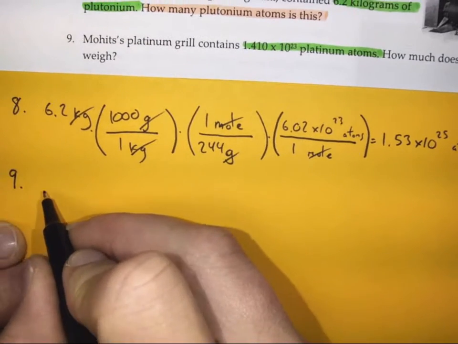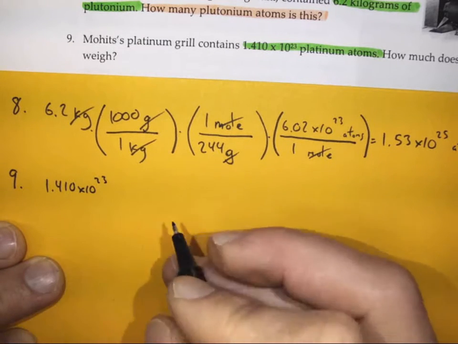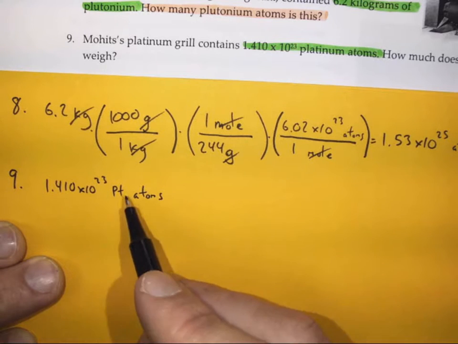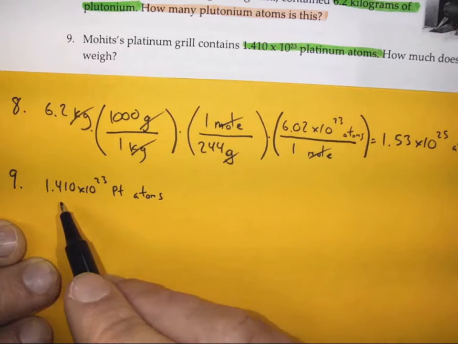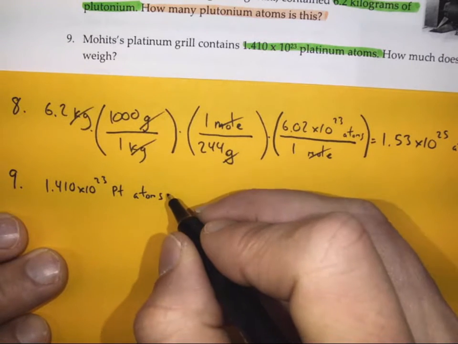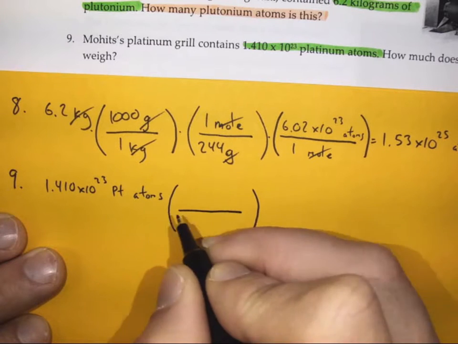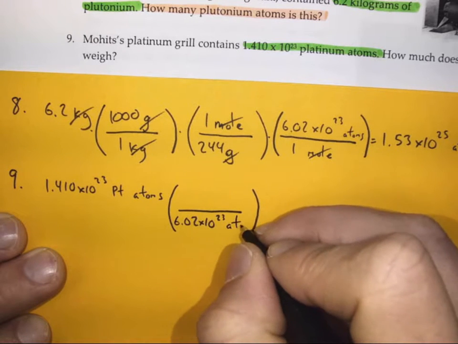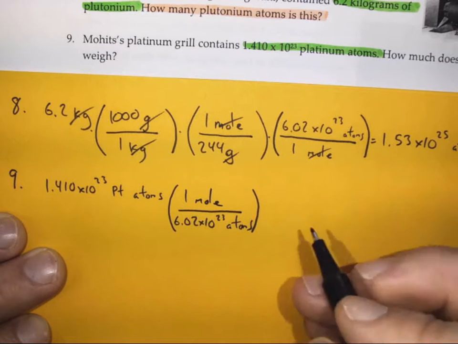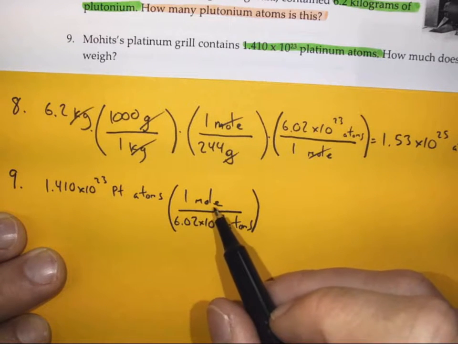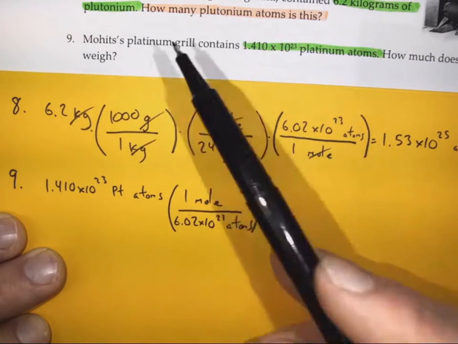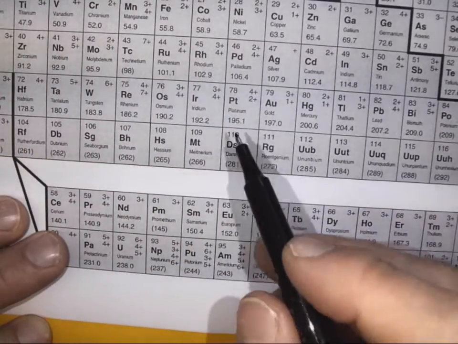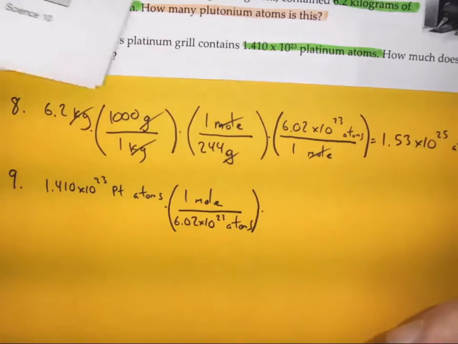So we'll begin with the one thing we're given, which is 1.410 times 10 to the 23 platinum atoms. I don't know how to turn that into mass directly, but I know that I generally want to get things into moles, because that's usually the trick for any sort of conversion in chemistry. I can convert a number of atoms into moles, because 6.02 times 10 to the 23 atoms is equivalent to 1 mole of platinum. Now I can convert a mole into the weight of Mowat's platinum grill using the molar mass. The molar mass of platinum is 195.1 grams for every mole.